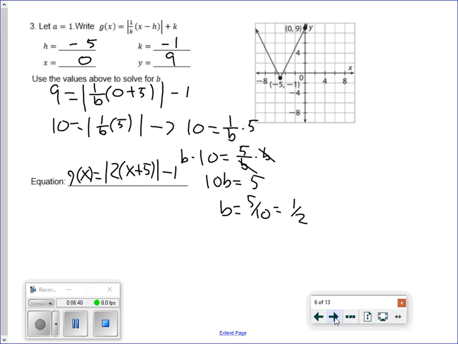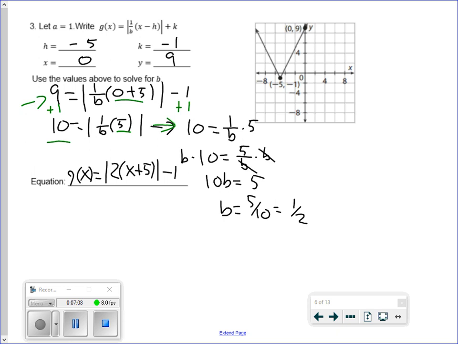We get this: 9 equals the absolute value of 1 over b times 0 minus -5, which becomes 0 plus 5. Close the absolute value signs, all that minus 1. We added 1 to both sides to get this 10. That equals the absolute value of 1 over b times 5. 0 plus 5 is just 5. And that is going to give us, as an arrow right there, it's not the prettiest, that's telling us that 10 will equal 1 over b times 5.